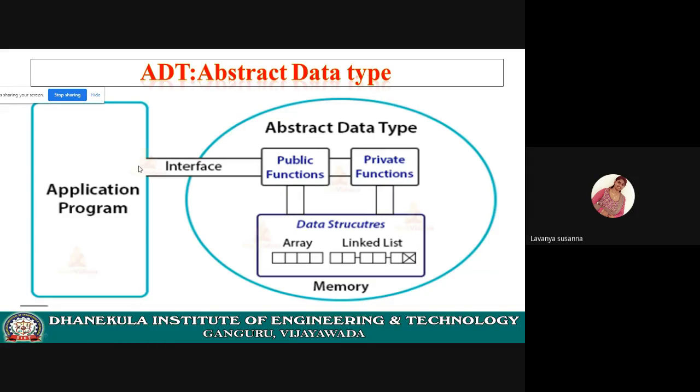For example, in C language, you write hash include stdio.h, right? It is considered an interface. Through that you can access functions like printf and scanf. That is treated as an interface header file. Just an example. Remember this diagram. Once again, see the diagram. Only through the interface can you access the data and functions. ADT means data and functions under a name.